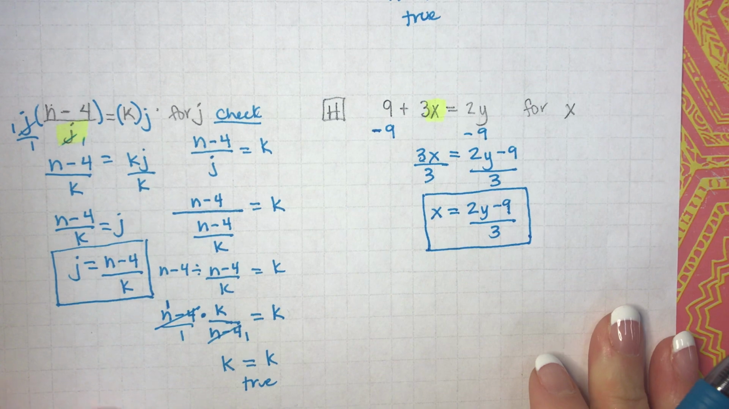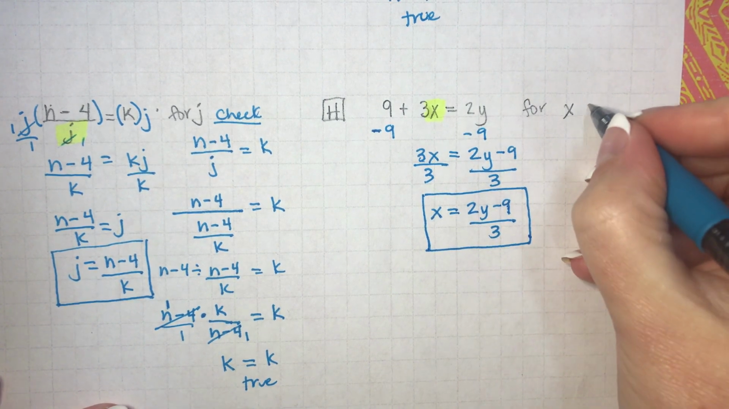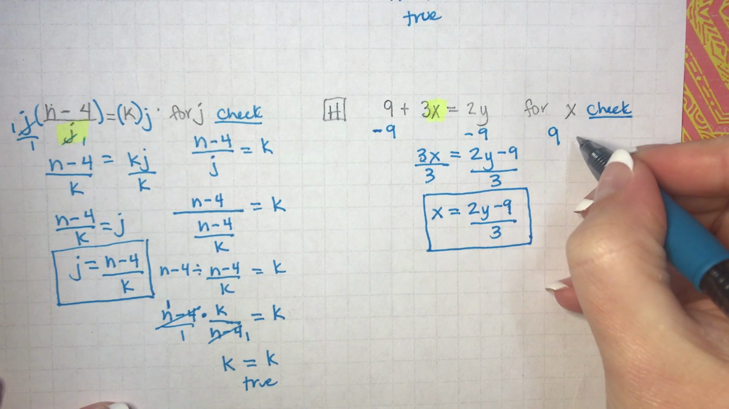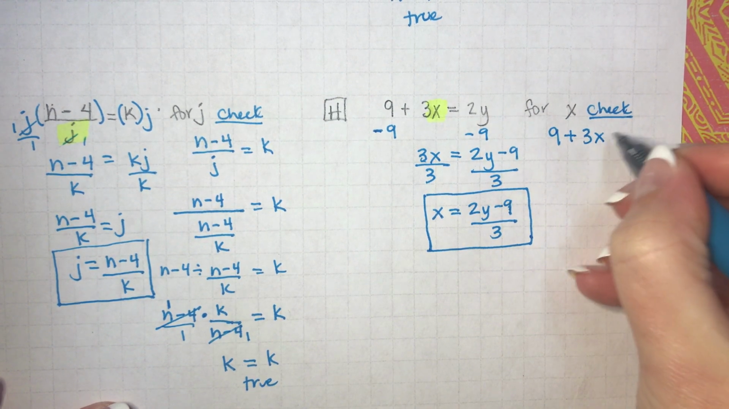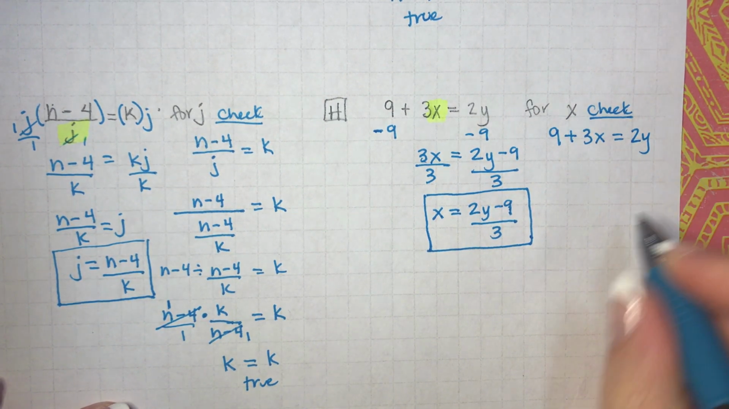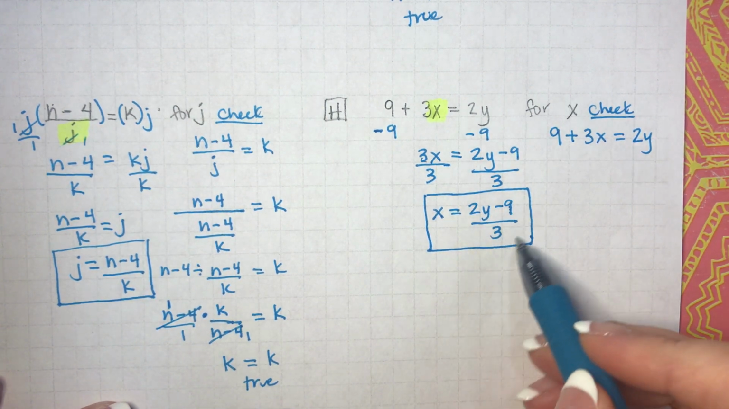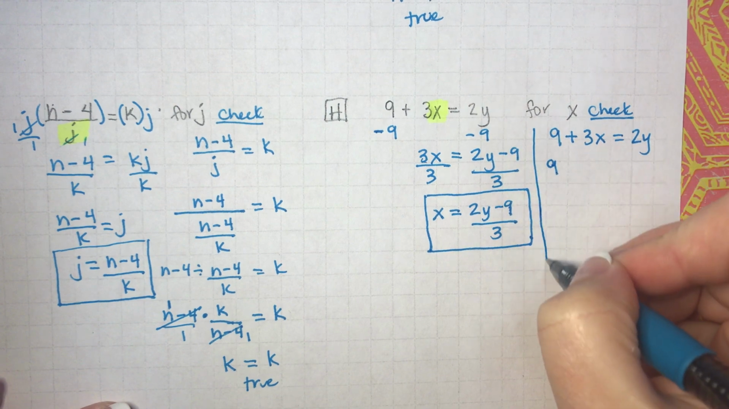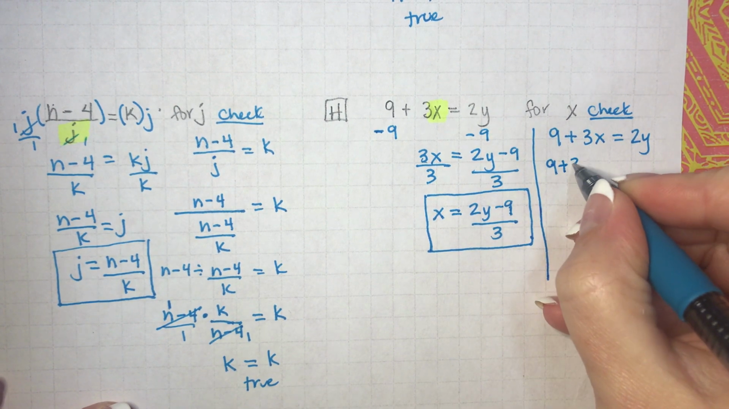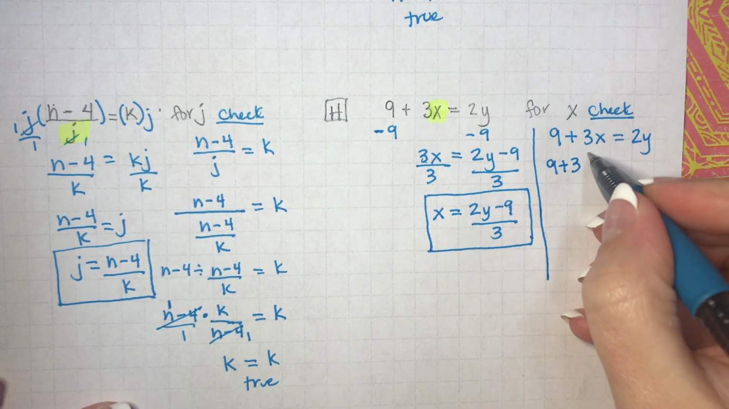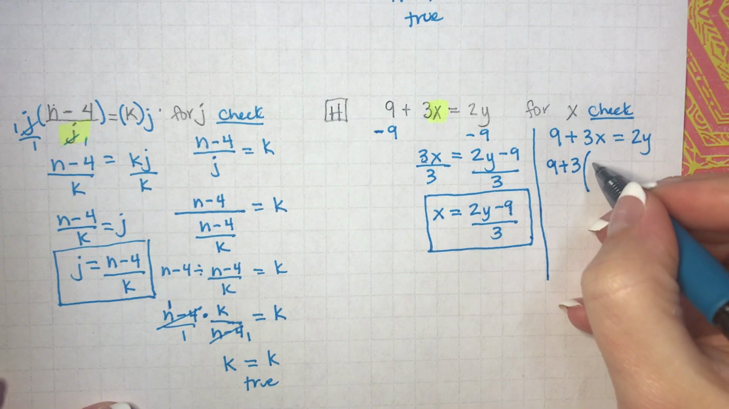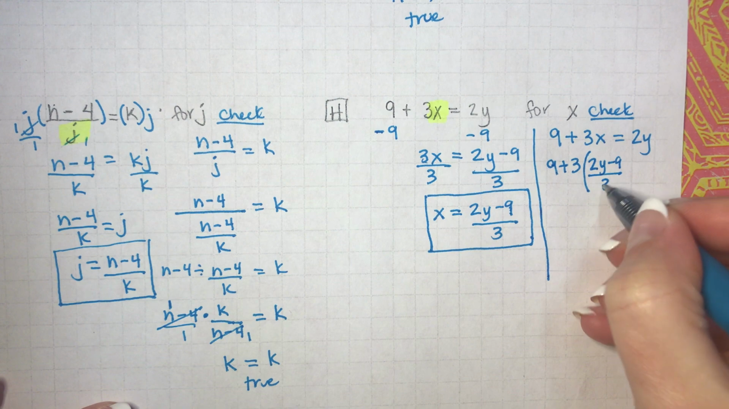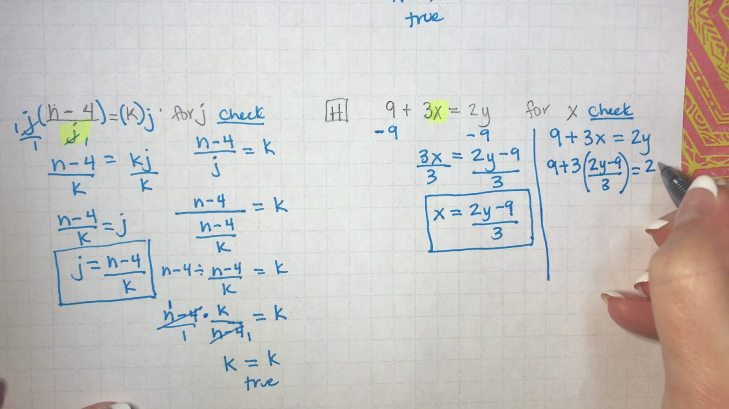Now we're going to check our answer. We're going to write the word check. We're going to write that original equation, 9 plus 3x equals 2y. And then we're going to substitute all of this in for x. So 9 plus 3, and there's multiple things here, so we have to put parentheses, multiplied by the quantity 2y minus 9 all over 3 equals 2y.